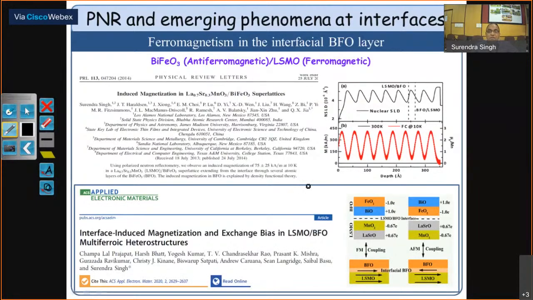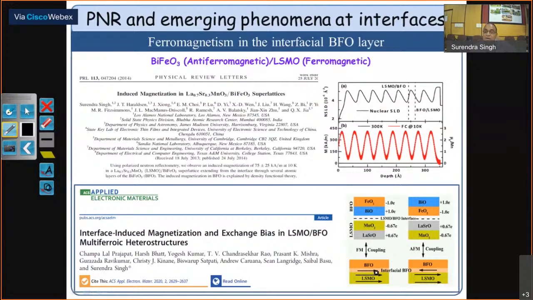And recently we studied these heterostructure systems, and we found that we can get both ferromagnetic coupling as well as antiferromagnetic coupling in these systems. Ferromagnetic coupling means LSMO is a ferromagnet. If the interfacial BFO moment is aligned along the LSMO moment, then they are said to have ferromagnetic coupling. When they are anti-parallel, it is called antiferromagnetic coupling.